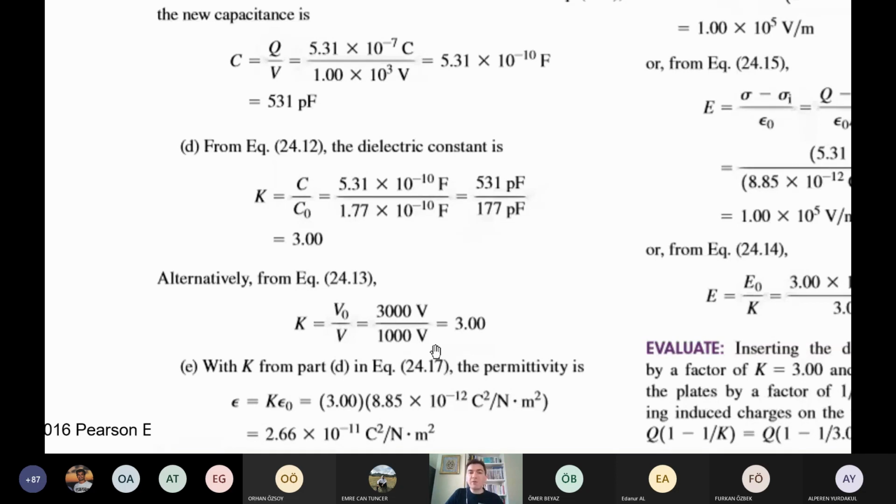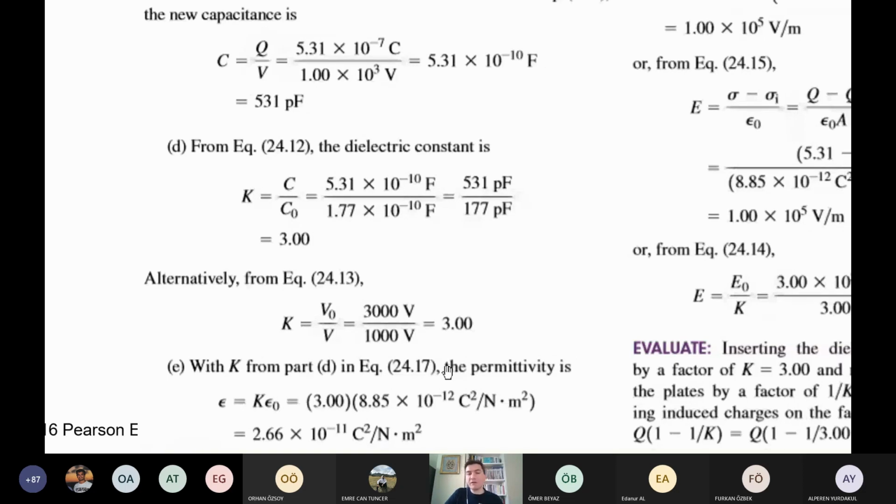And what about the permittivity of the dielectric material? It is given with K times epsilon 0. We have already learned this one. We have calculated K as 3, and epsilon 0 is constant. Then the permittivity of the dielectric material can be calculated like this.